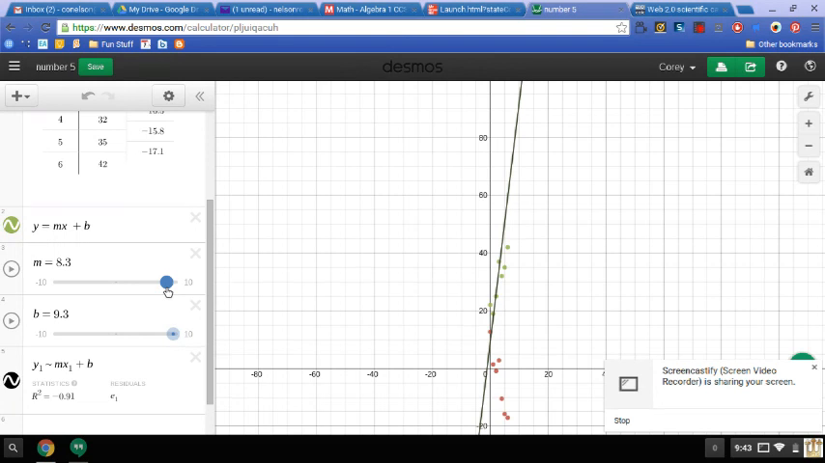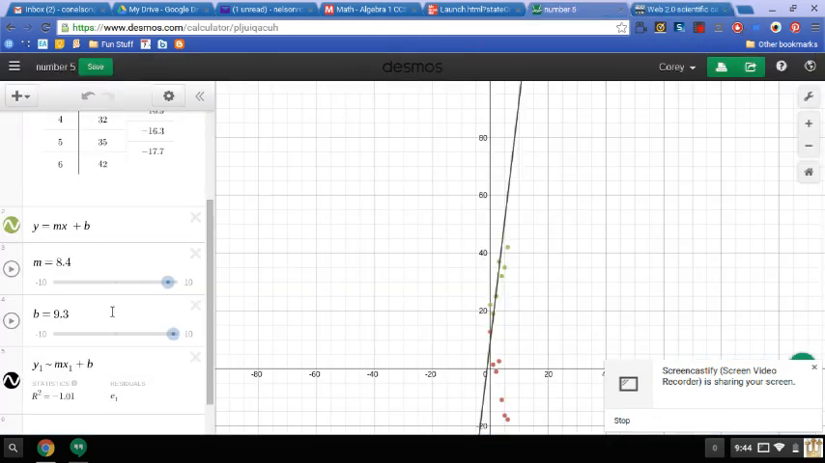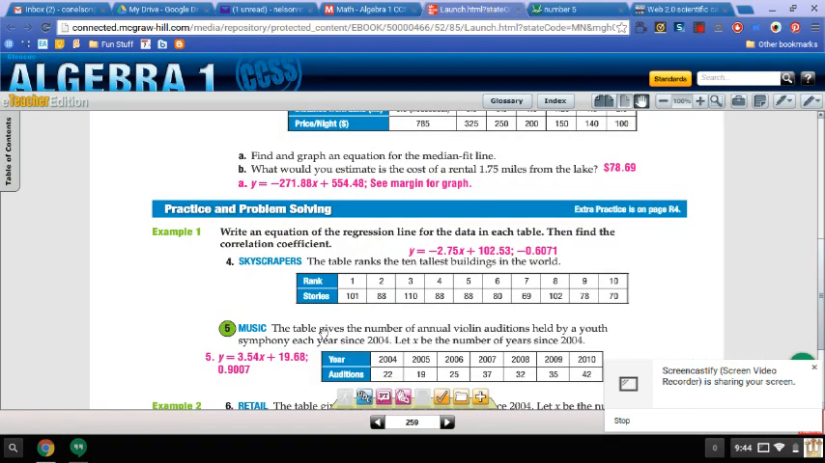Okay, I'm going there. So right now my equation would be y equals 8.4x plus 9.3, and my correlation coefficient squared is 1.01. All right, let's see what that looks like. 1.01 square root is 1.00. Whew, it's pretty good. So mine was 8.4x plus 9.3. Theirs was 3.54x plus 19.68.